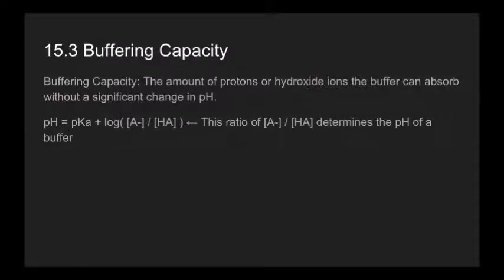The formula for this is pH equals pKa plus log of A minus over HA, which is the ratio of the A minus and HA that determines the pH of the buffer. This is known as the Henderson-Hasselbalch equation, and usually buffers rely on weak acids and conjugate bases, or vice versa, weak base and conjugate acid.